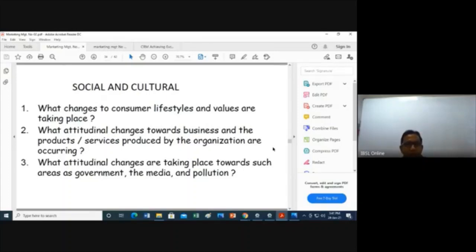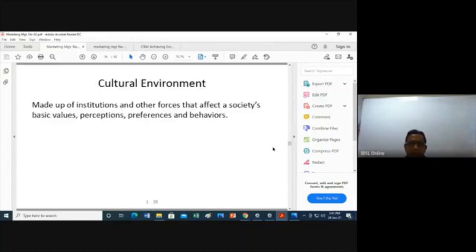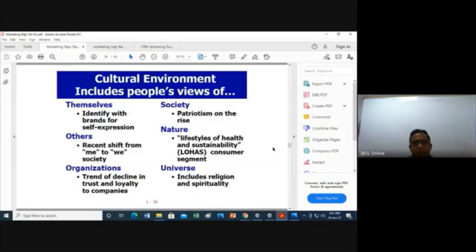Social and cultural: what changes to consumer lifestyles and values are taking place? What attitudinal changes towards business and the products and services produced by the organizations are occurring? What additional changes are taking place towards such areas as government, the media, and pollution? Cultural environment is made up of institutions and other forces that affect a society's basic values, perceptions, preferences, and behaviors. So cultural environment includes people's view of themselves, others, organizations, society, nature, and universe. This is how you think. Our views.